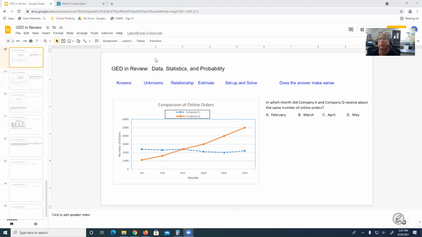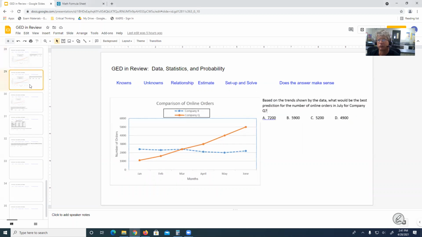So let's see what else we have. Some of the stats stuff doesn't seem hard math-wise. You just got to be able to read it. So again, we have the same graph on this next question, but the question differs. They'll do that to you on the GED test as well. You may have several questions using the same graphic.